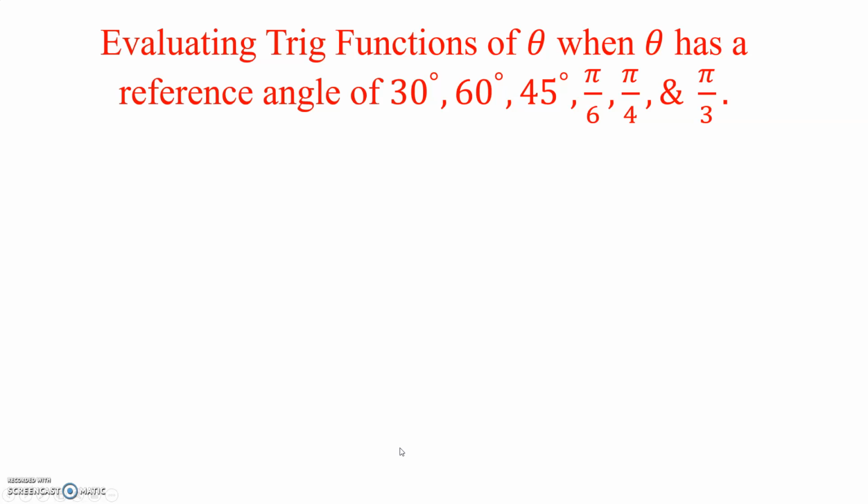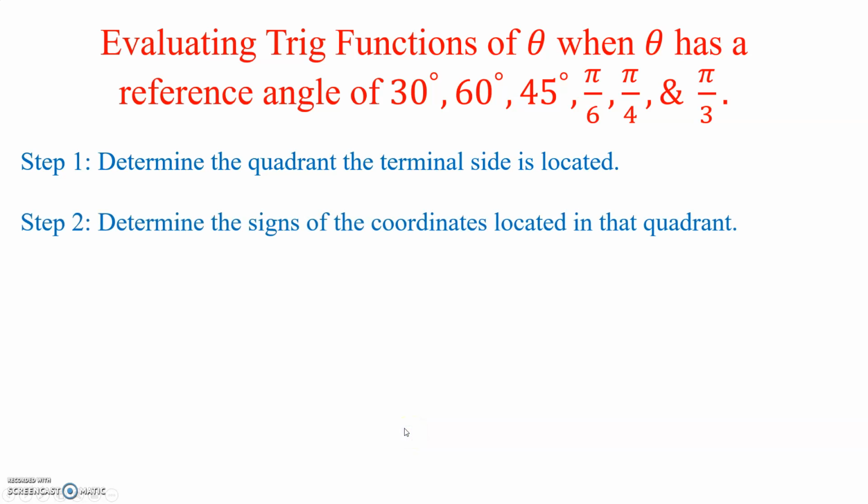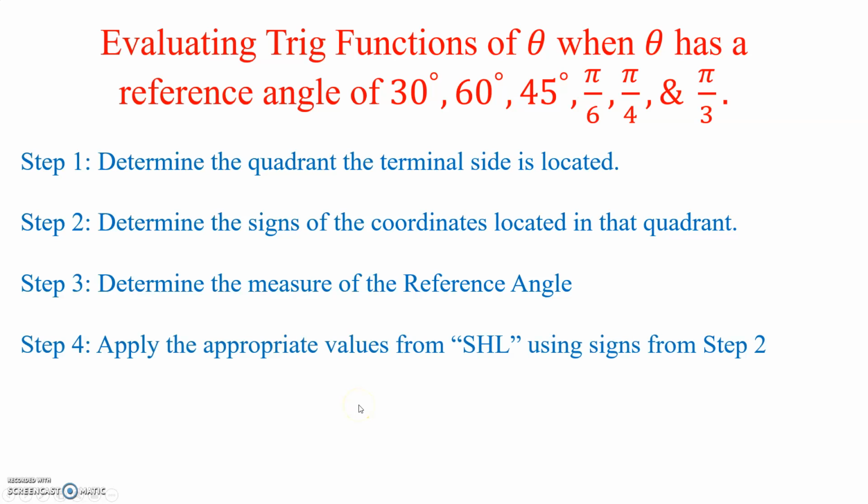So we'll look at the different steps we did. First thing we did, we found the quadrant. The terminal side was located. And again, we did that by finding coterminal angles. Next thing we did, now we know what quadrant it's in, we considered the signs. Step 3 was, then we looked at the reference angle. And then finally, we use SOH CAH TOA. So we apply whatever values we need with the corresponding signs.